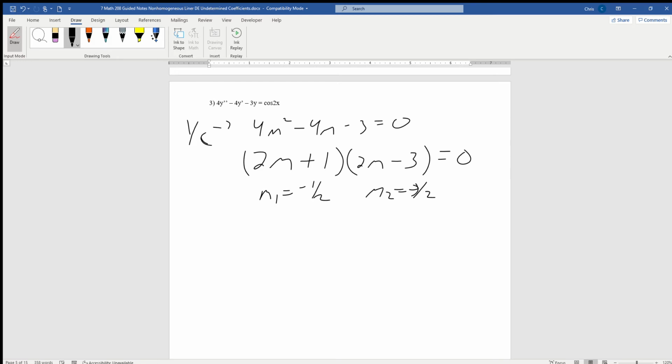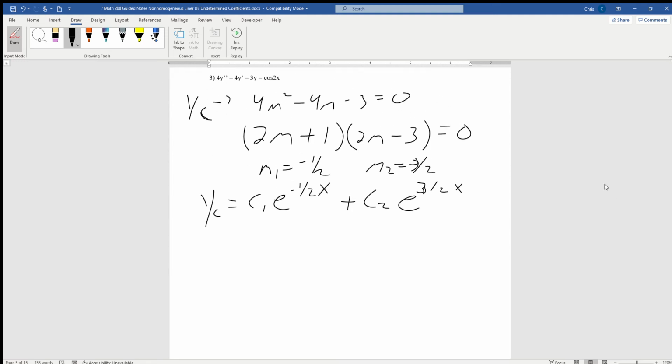All right, so that means we have a case 1, and our yc is going to be equal to c1 e to the minus 1/2 x plus c sub 2 e to the 3/2 x. So that's the easy part. The more difficult part is when we try to get the particular solution.